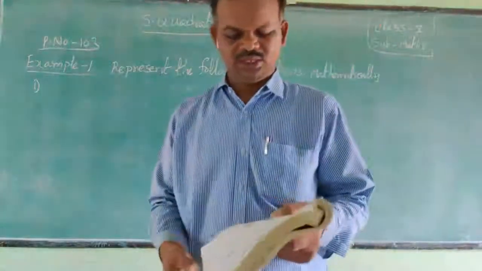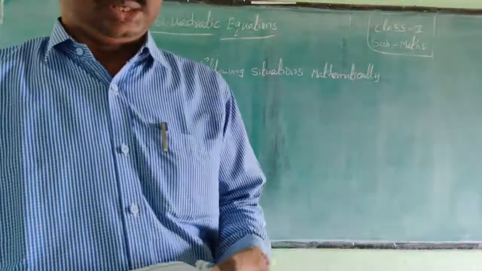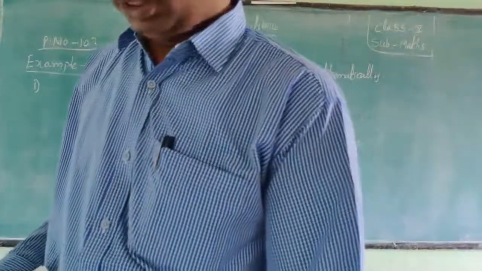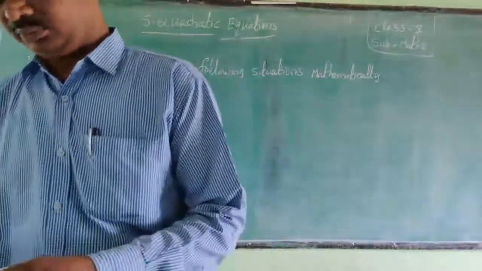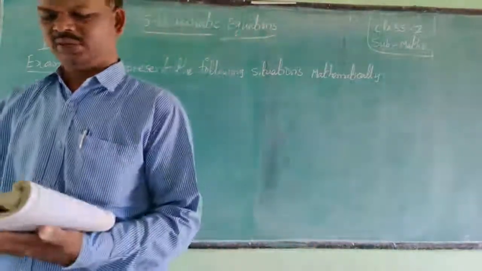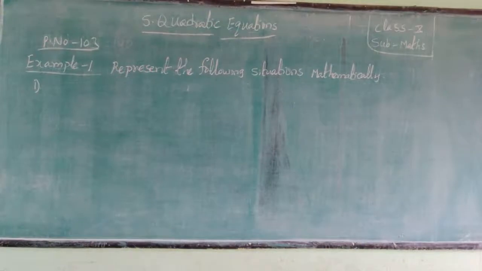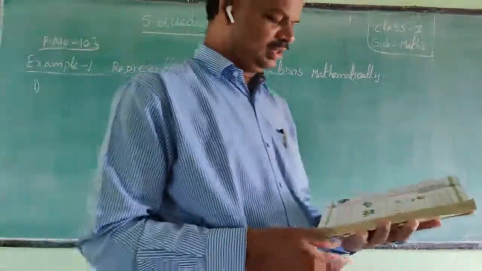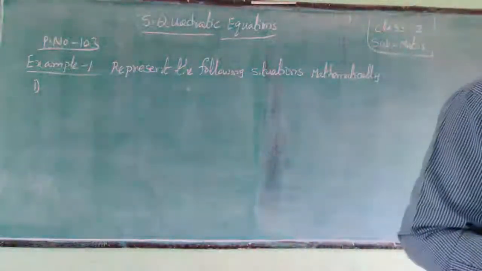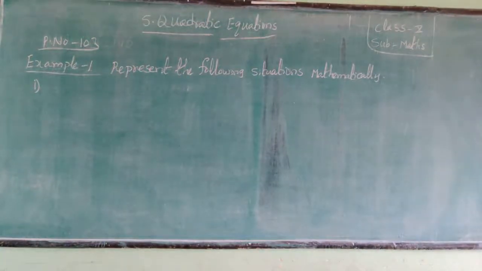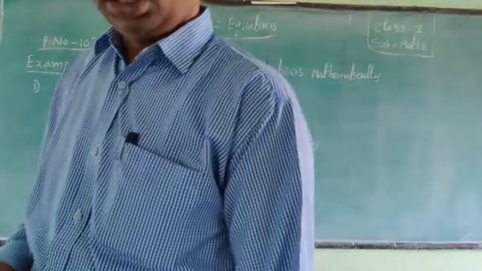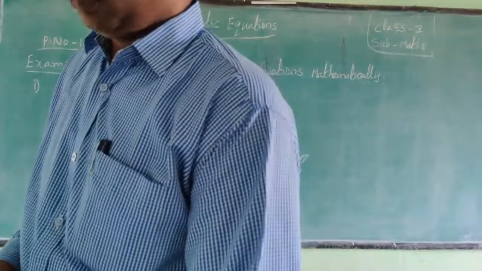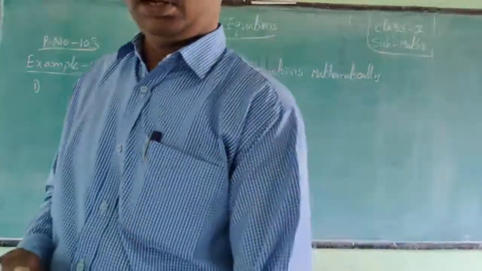Write the first question. Raju and Rajender together have 45 marbles. Both of them lost 5 marbles each.